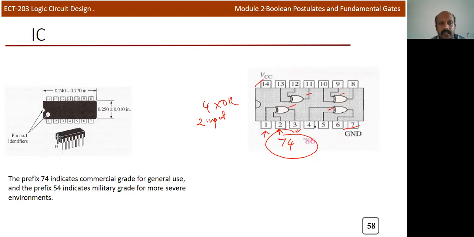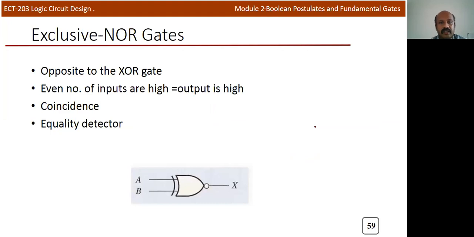Now we'll discuss the exclusive NOR gate, or XNOR gate. It's the opposite of the XOR gate. In the previous case we defined that an odd number of inputs are high; now it is an even number of high inputs. If an even number of inputs are high, the output is high. Previously we discussed that XOR is anti-coincident; now it is coincident. Previously it was an inequality detector; now it is an equality detector.